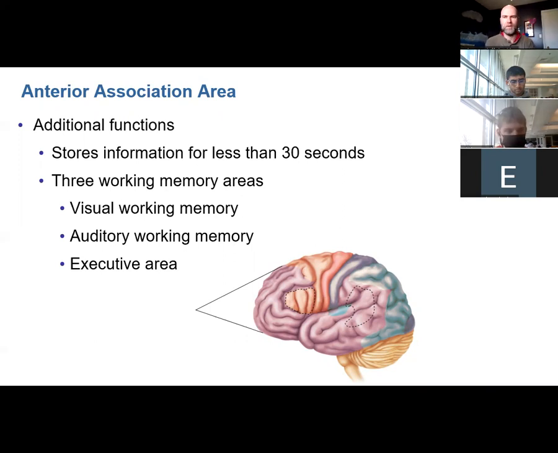All right, I have a few more association areas I'd like to cover in the cerebrum. And the first of those is the anterior association area. This is an area that stores short-term memory. So this is what stores basically what's immediately happened to you within the past half minute or so. And there's three working memory areas related to your visual memory, your auditory memory, and your executive area.